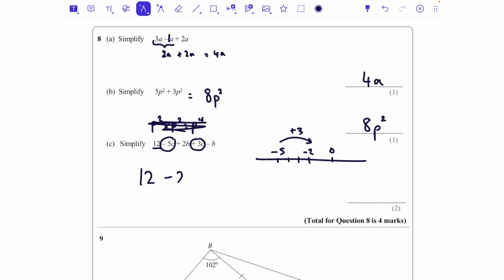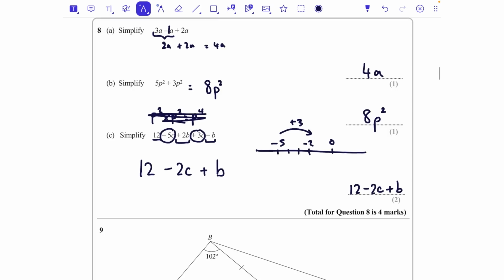So I've got minus 2c, and then I've got positive 2b, take away 1b. If you're at positive 2 and you take away 1, you're left with positive 1b. You can write 1b if you like that, but I'm just going to write plus b because we know that means 1b. So final answer, 12 minus 2c, add b.